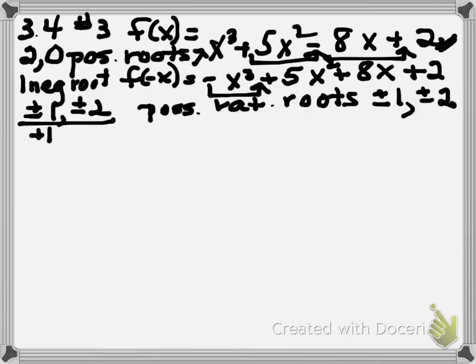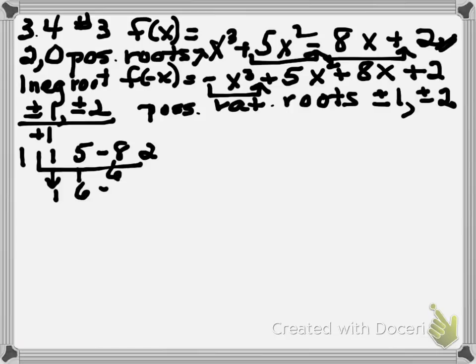So let's try synthetic division with 1. We have 1, 5, -8, and 2. So we're bringing down the 1. 1 times 1 is 1. 5 and 1 is 6. 1 times 6 is 6. -8 and 6 is -2. 1 times -2 is -2. And we do get this one to work.